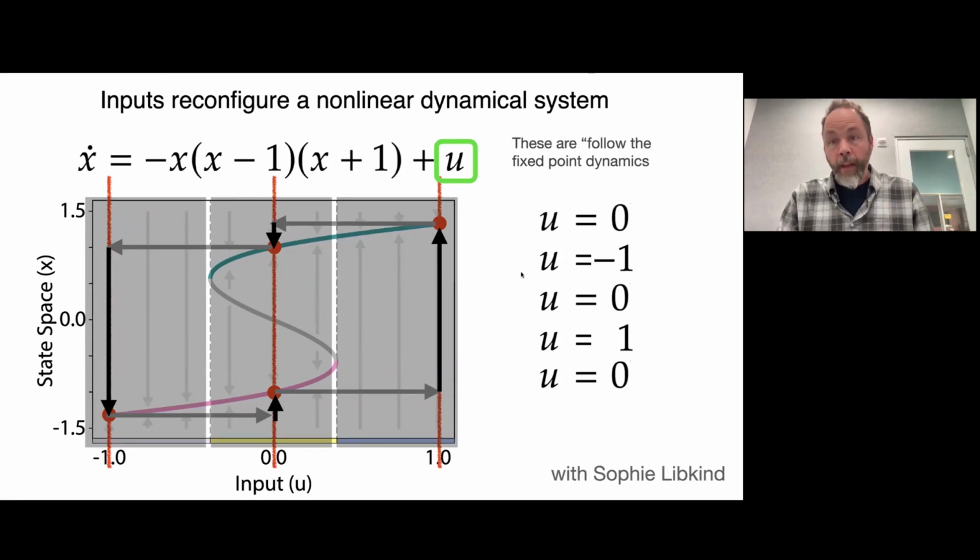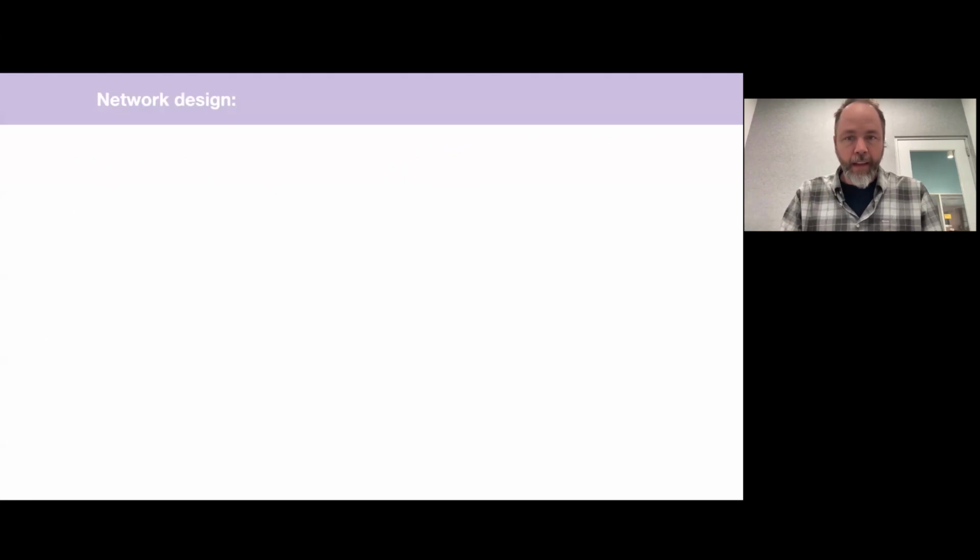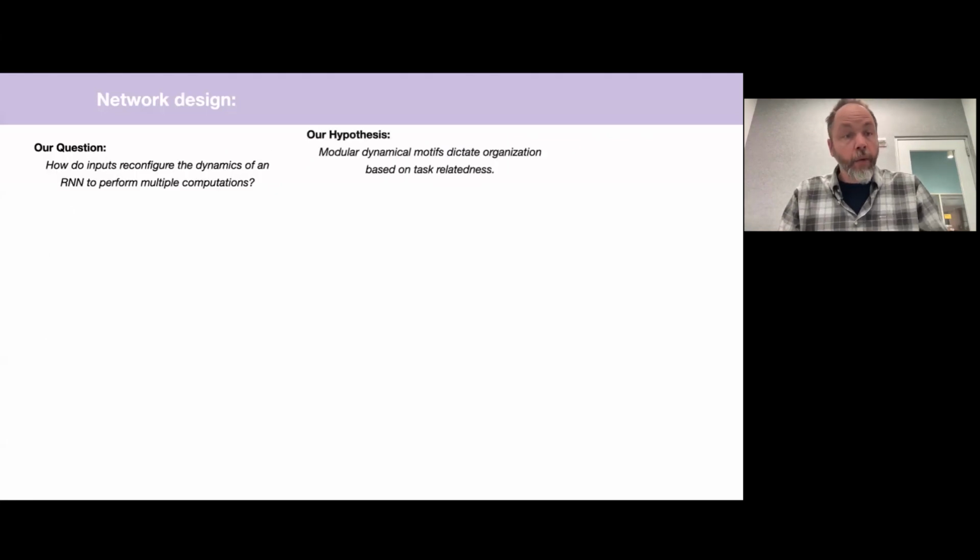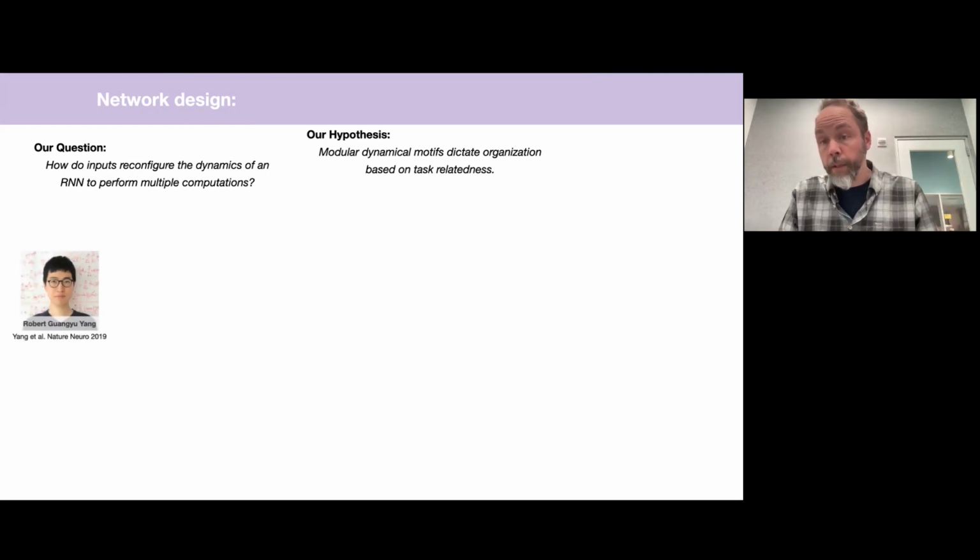So hold on to your hats, because we're going to try to do this for big networks. We have a question: how do inputs reconfigure the dynamics of an RNN to perform multiple computations? And our hypothesis, of course in hindsight, is that there's a modular dynamical motif organization. This is all work that builds off Robert Yang's highly influential work on multitask RNNs.